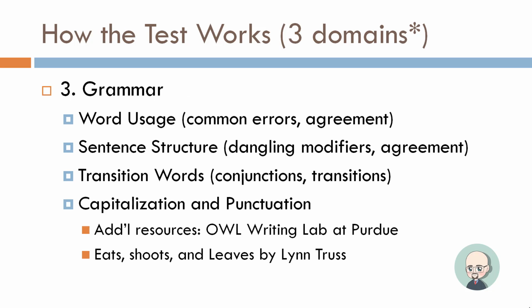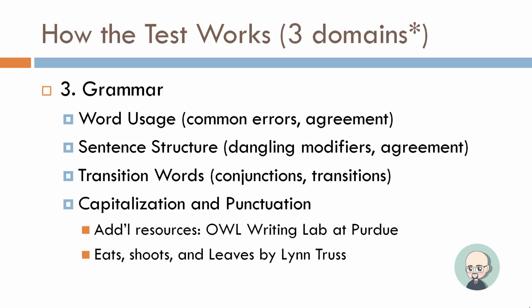The third domain, the writing domain, is grammar. It's about word usage, common errors, and agreement, like when to use there and their. Sentence structure, things like dangling modifiers, agreement. Transition words, conjunctions, and other transitions. And capitalization and punctuation.